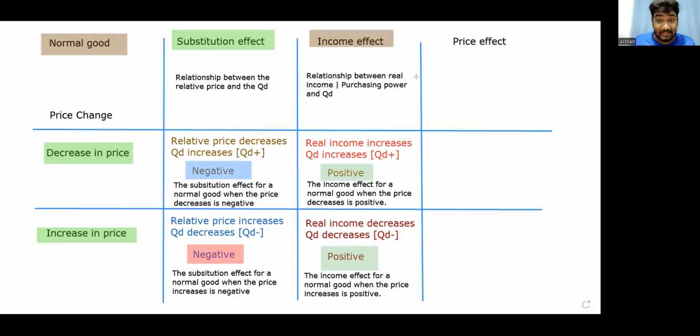Okay. Then we will go into the price effect. What is the price effect? The price effect is a combination of both.